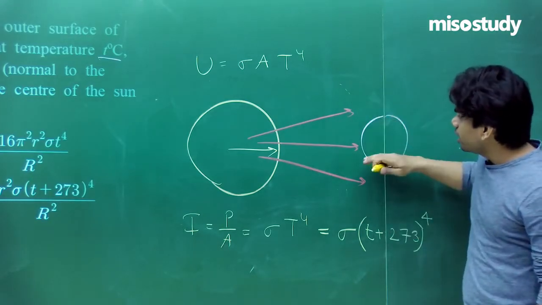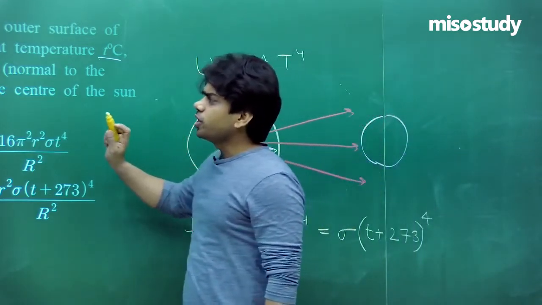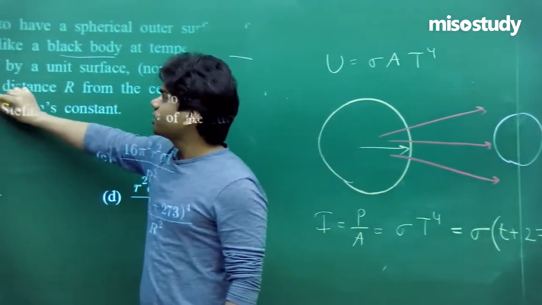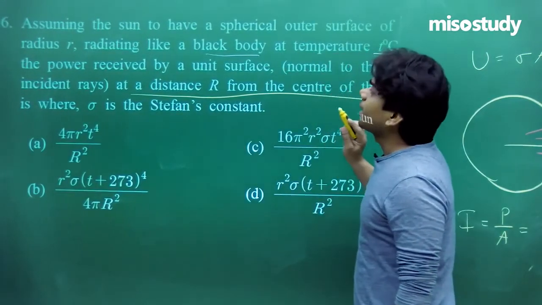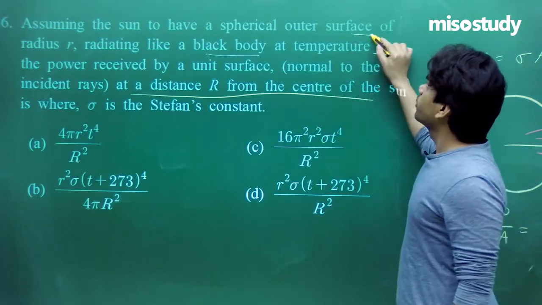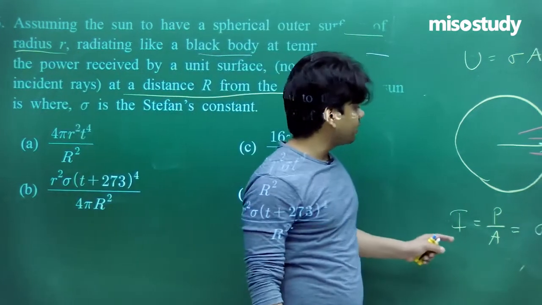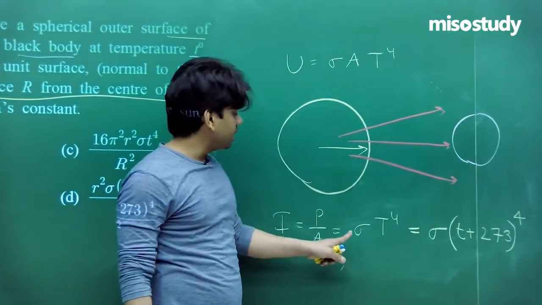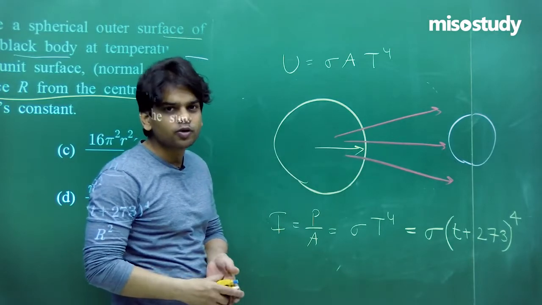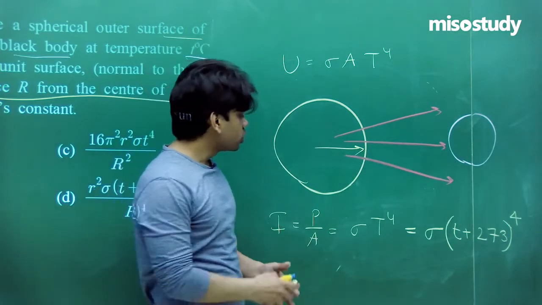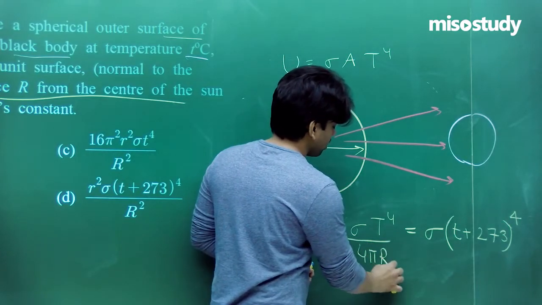Here you can see the area will be 4 pi r square. What is small r? It's said that at a distance r from the center of the sun, we need to find out, assuming the sun to have a spherical outer surface of radius r. So first of all, the intensity that we have to use will be sigma, and the area will be the area of the surface of the sun, that is 4 pi r square. So we should also mention here sigma upon 4 pi r square.